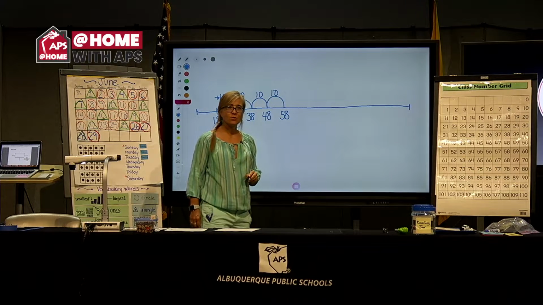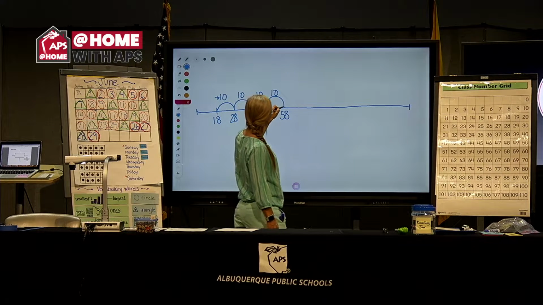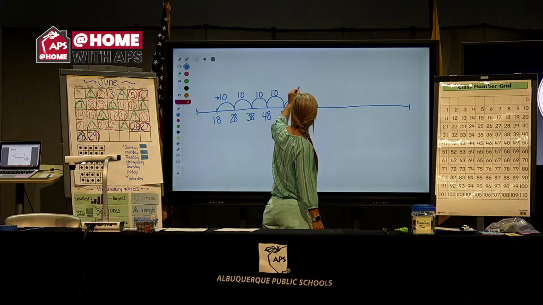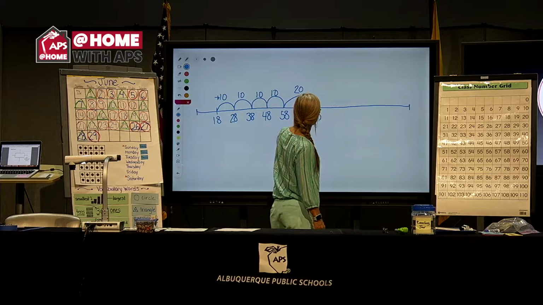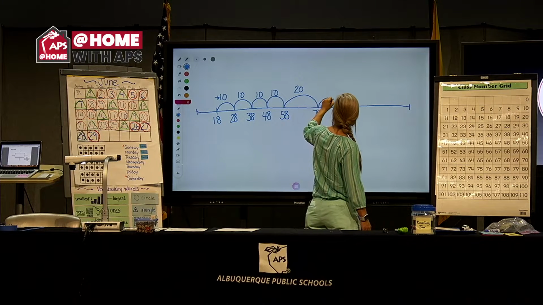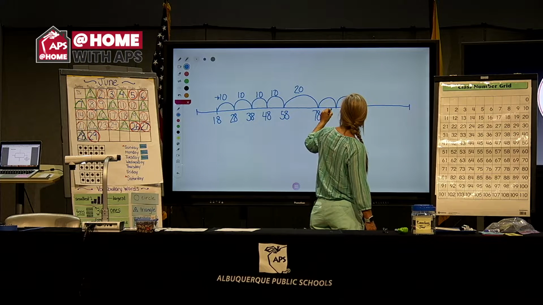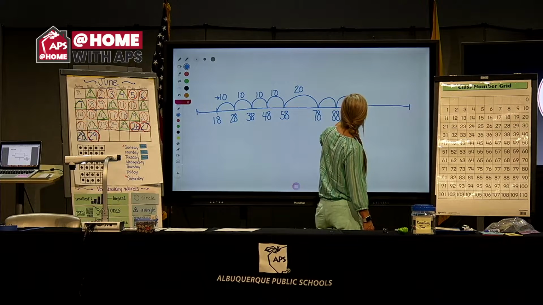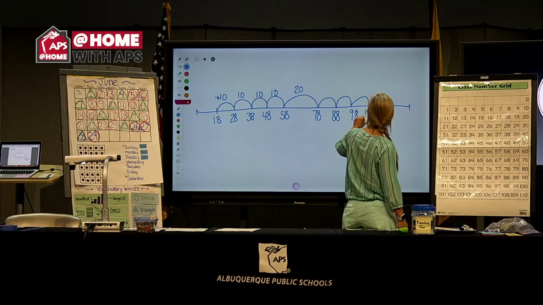And then I added 2 frames, didn't I? So that was a jump of 20, a little bit of a bigger jump. And that got us to 78. And then we went back to adding jumps of 10. So we had 88, 98, 108, 118.